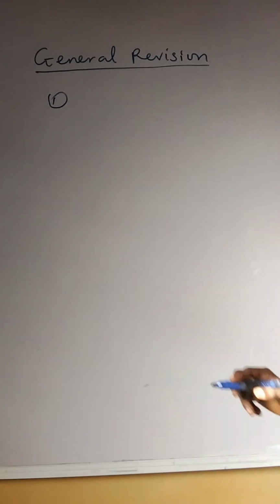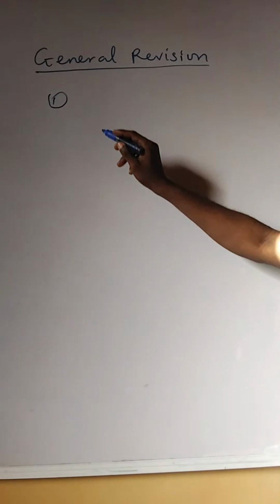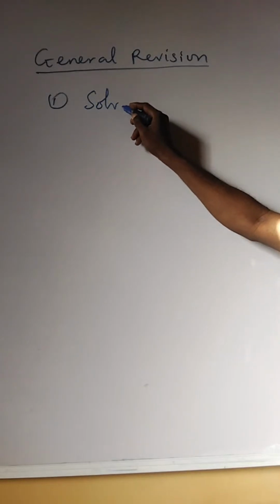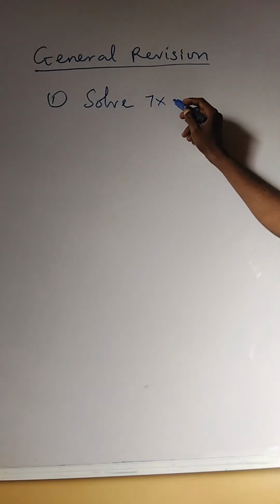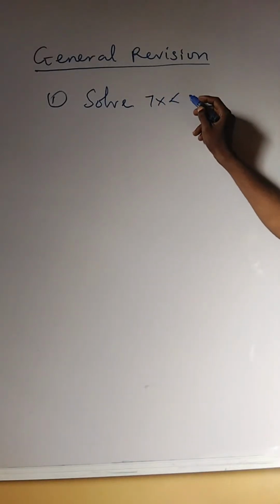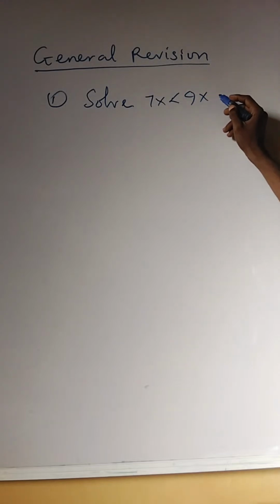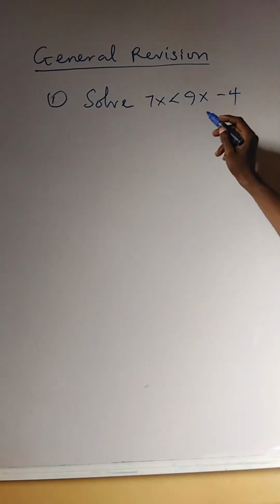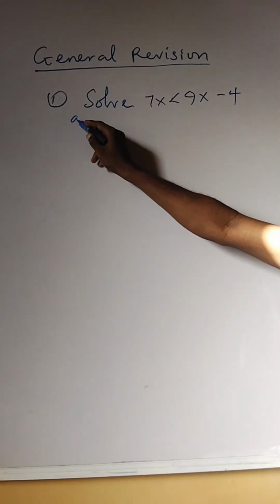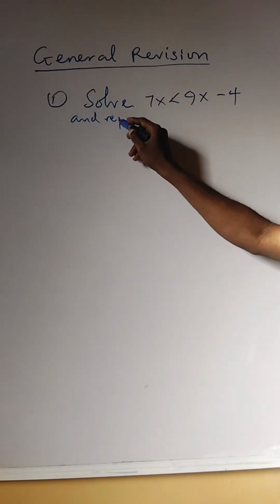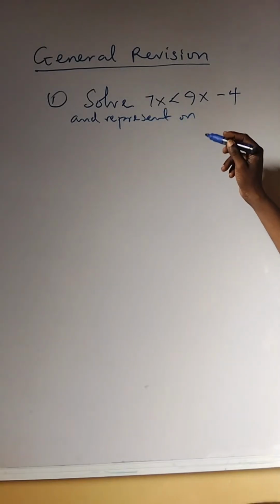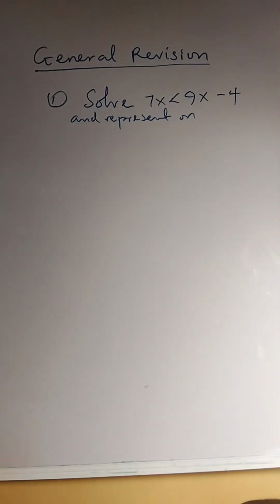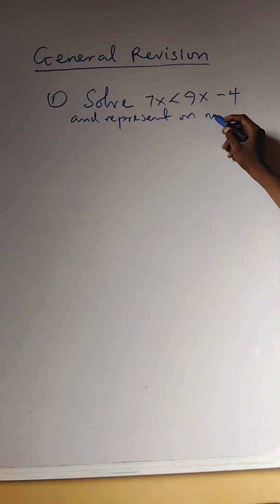Solve this inequality and represent it on a number line. Solve 7x less than 9x minus 4, and represent it on a line graph or on a number line.